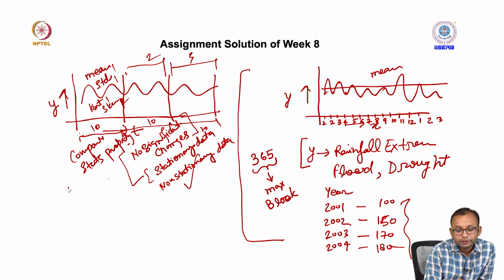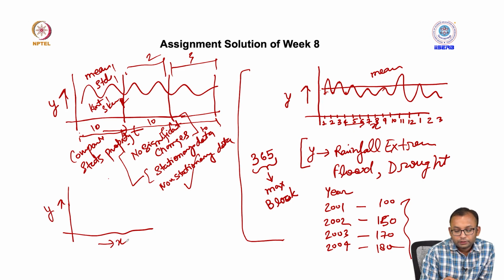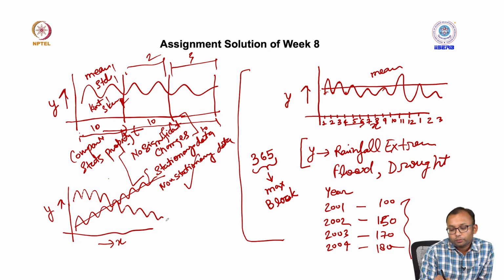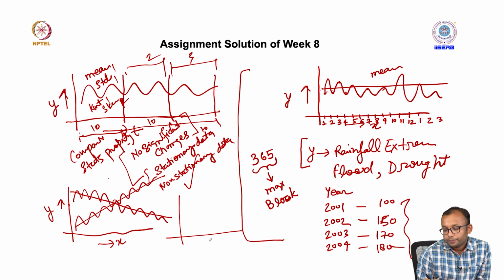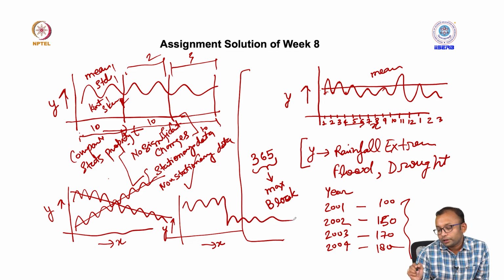How does a non-stationary data set behave? For example, this is your time series data, where this is y and this is x, and non-stationary data can look like a continuously increasing trend, or a decreasing trend, or something like this, where suddenly there is a jump and it continues like this.